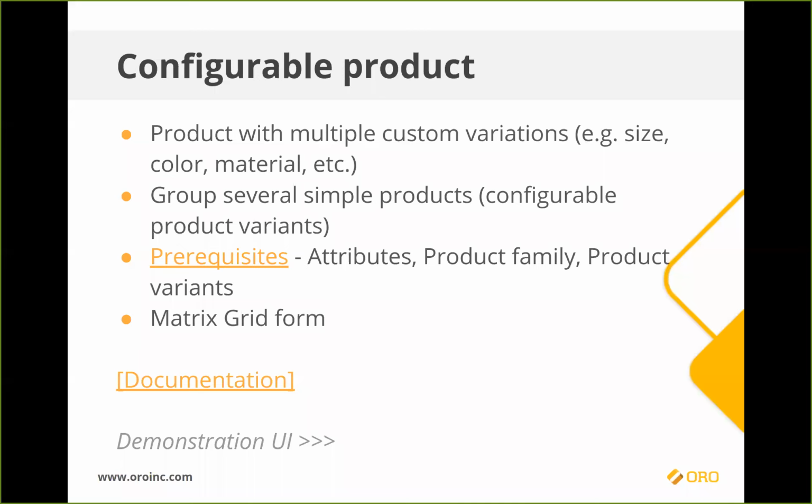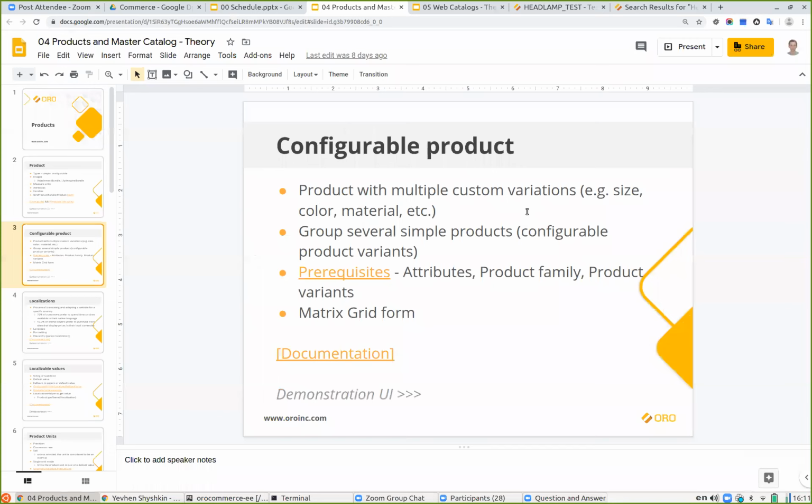We also have several ways to render a configurable product form on the storefront. One of them is the standard dropdown, another one is the matrix grid form. And now we're going to see all these options one by one. So let us start from the definition and the configuration of the configurable product.